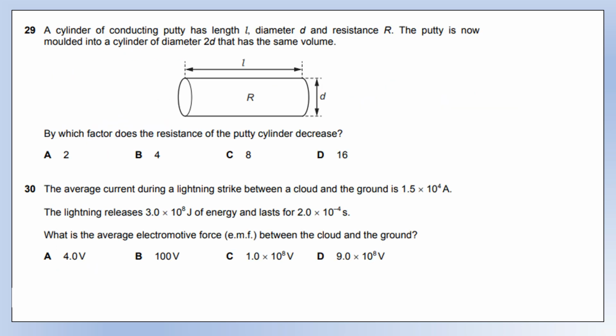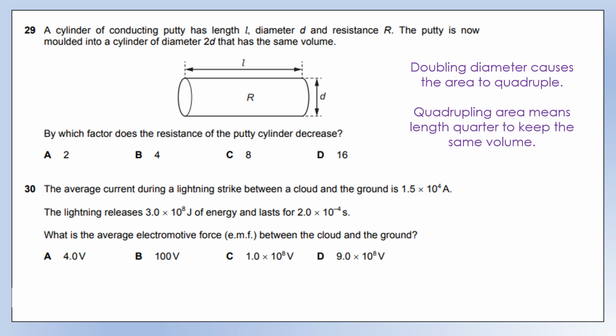A cylinder of conducting putty has length L and diameter D and resistance R. The putty is now moulded into a cylinder of diameter 2D that has the same volume. First of all, doubling the diameter causes the area to quadruple, and 4 times the area gives you 1/4 of the resistance. That's the starting point.